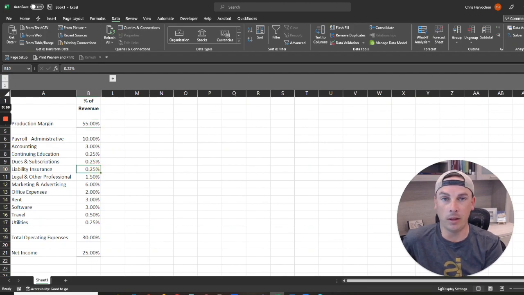So this is going to be the liability type stuff. And generally what we're seeing is around 0.25%, so plus or minus. Legal and professional, this is going to be your legal fees, and then other professionals, other contractors that are doing things that are not production-related inside of the agency. That we would estimate to be around 1.5%.